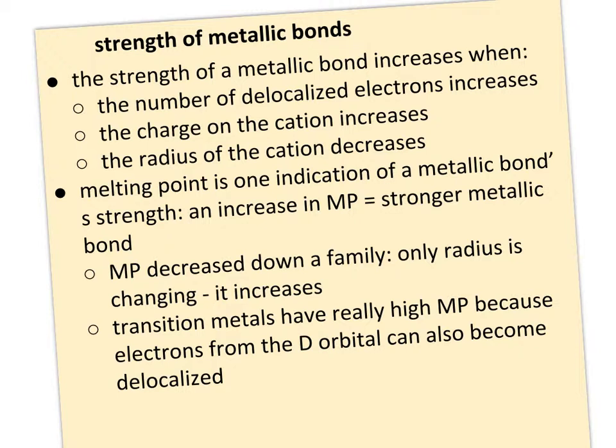And then when the radius of the cation decreases, smaller metals will tend to make a stronger metallic bond. And melting point is one indication of metallic bond strength. So an increase in melting point typically indicates a stronger metallic bond. That's one way we measure it or can get a quick idea of it, is looking at those melting points. Melting point we see decreasing down a family because the radius is increasing. And transition metals tend to have really high melting points because now you've got all the electrons from the d orbital that can also become delocalized and get into that big structure.